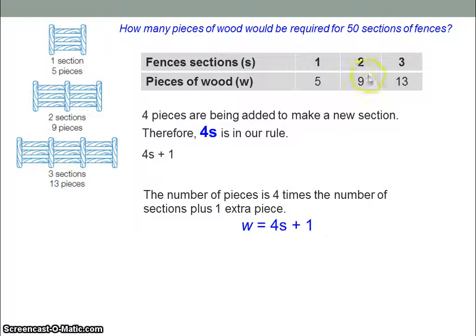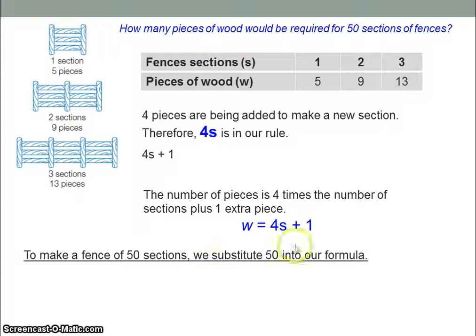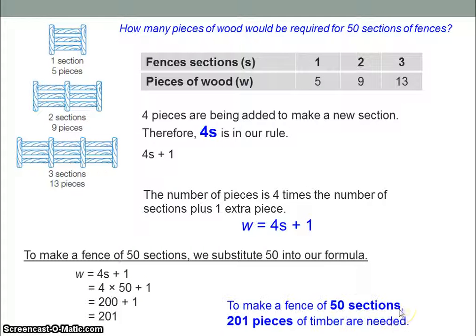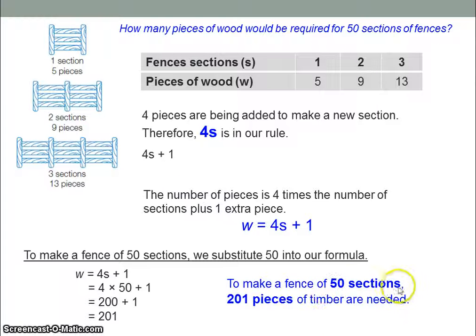Now that we have our rule, we can actually solve the question that we were asked initially. If we have 50 sections of fence, how many pieces of wood will we need? Well, for our rule, we substitute 50 for s, and we work out that w equals 4s plus 1, so 4 times 50 plus 1, or 201. So our answer is, to make 50 sections of fence, we need 201 pieces of wood. There you have it.